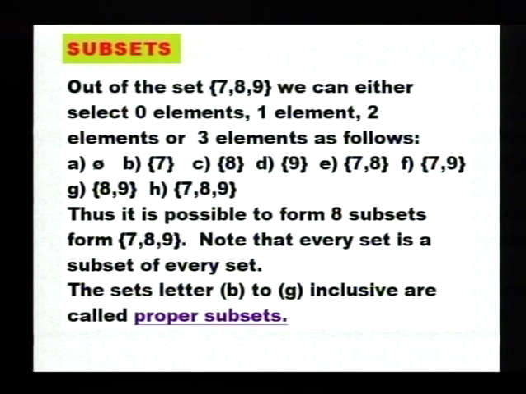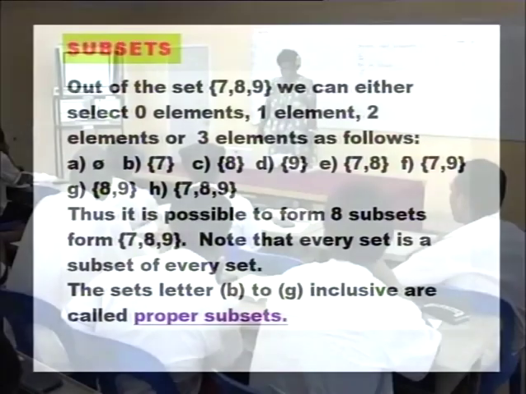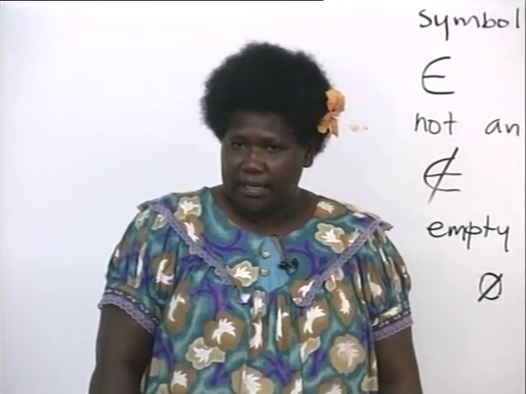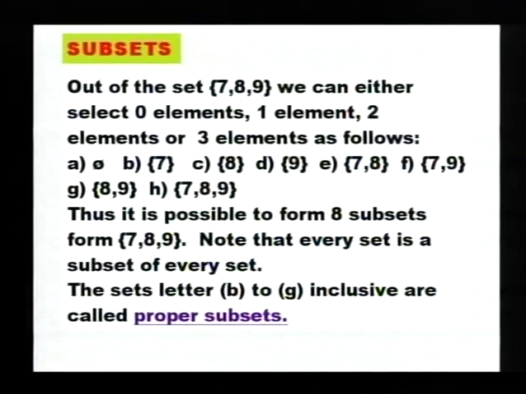And letter F, {7, 9} is a subset of {7, 8, 9}. The set {8, 9} is a subset of {7, 8, 9}. And H, {7, 8, 9} is a subset of {7, 8, 9}. So, in other words, there are 1, 2, 3, 4, 5, 6, 7, 8 subsets that can be formed from one set. Clear? So it is possible to form 8 subsets from {7, 8, 9}.